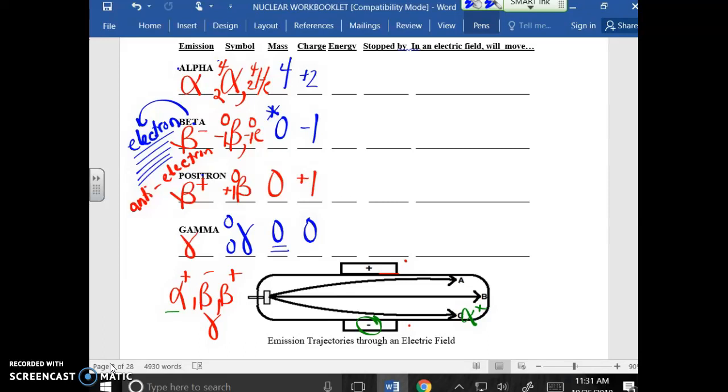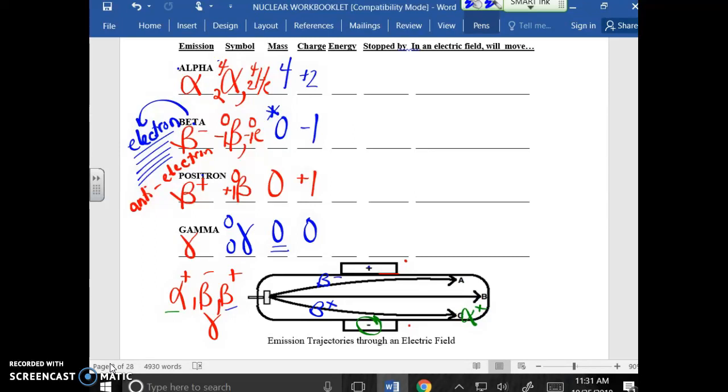The betas, on the other hand, will follow the A path, the A trajectory, because positive attracts negative, and negative is repelled by negative. The positrons, again, there'd have to be a vacuum in here, because remember, if this were to encounter an electron, it would just be destroyed. It would never complete its path. And so this is going to follow the same trajectory as the alpha.